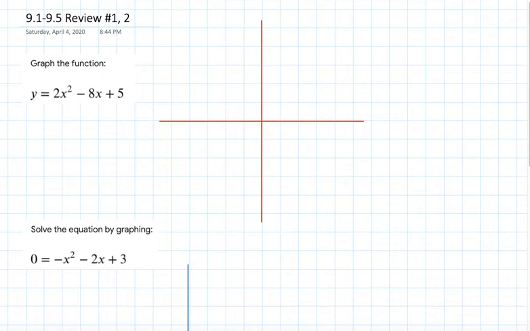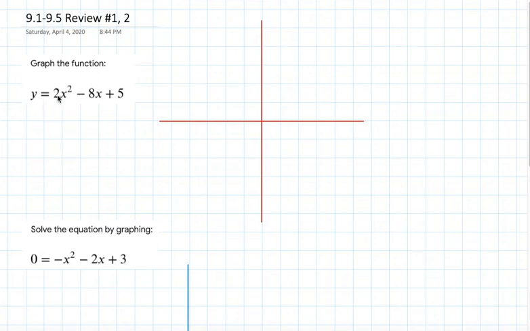Okay, so the quiz will be multiple choice, just like the review. There's no surprises here. I have a problem from 9.1, a problem from 9.2, 9.3, 9.4, and 9.5, I believe, are all on there. So one from each. The first two are on this page here.